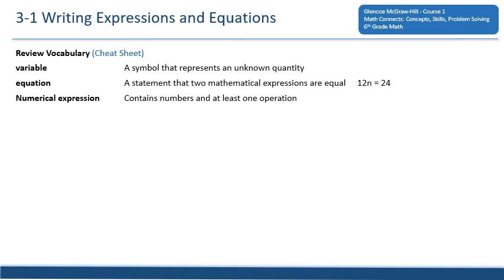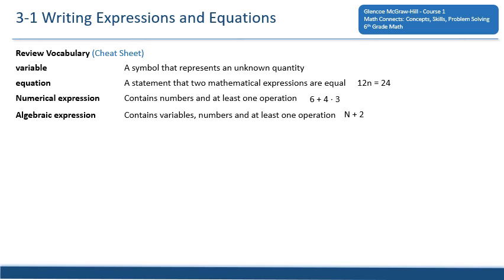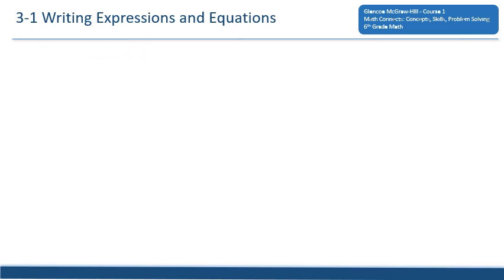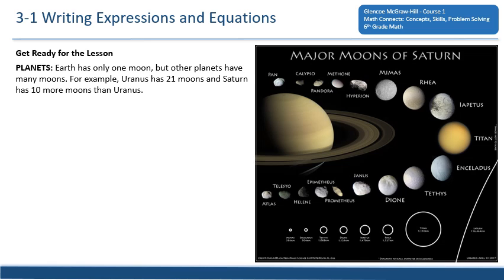A numerical expression contains numbers and at least one operation. So an expression does not have an equal sign. So the expression 6 plus 4 times 3. And then an algebraic expression contains variables, numbers, and at least one operation. So n plus 2 is an algebraic expression because it has a variable, an operation, which is the plus, and the number 2. Get ready for the lesson.